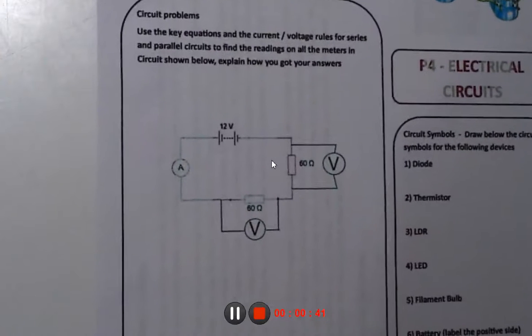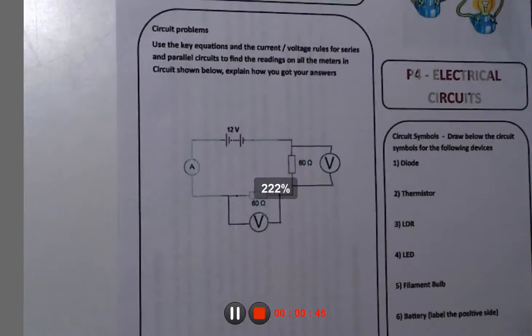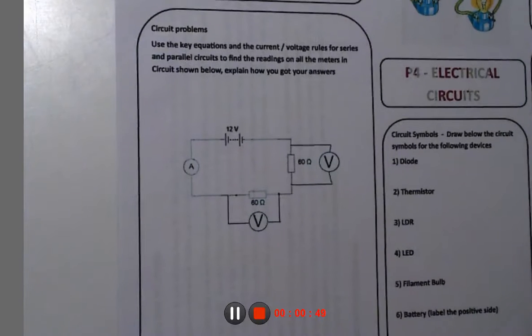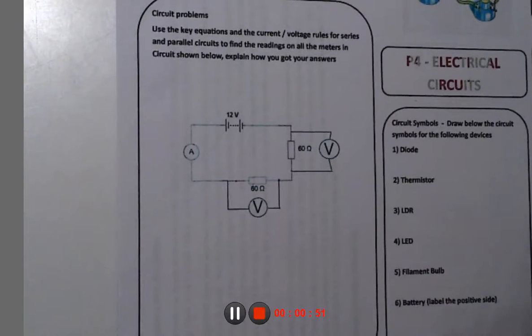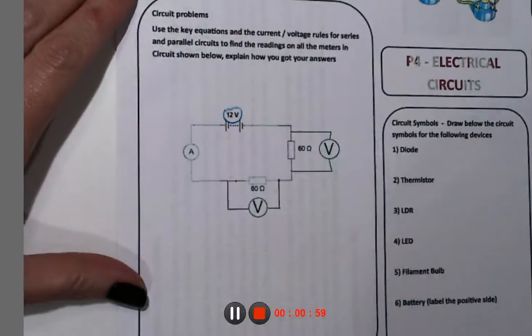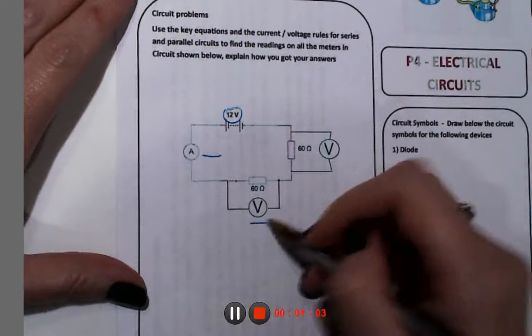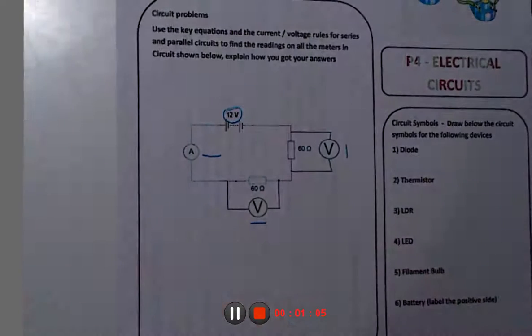I think this is the bit that some of you are struggling with. So we're going to use the key equations and the current and voltage rules of series and parallel to find all of the readings on all of the meters. Okay, and we're going to look at how we get our answers. So we know the potential difference given by the power supply is 12 volts. We want to find the current and each of these being given.